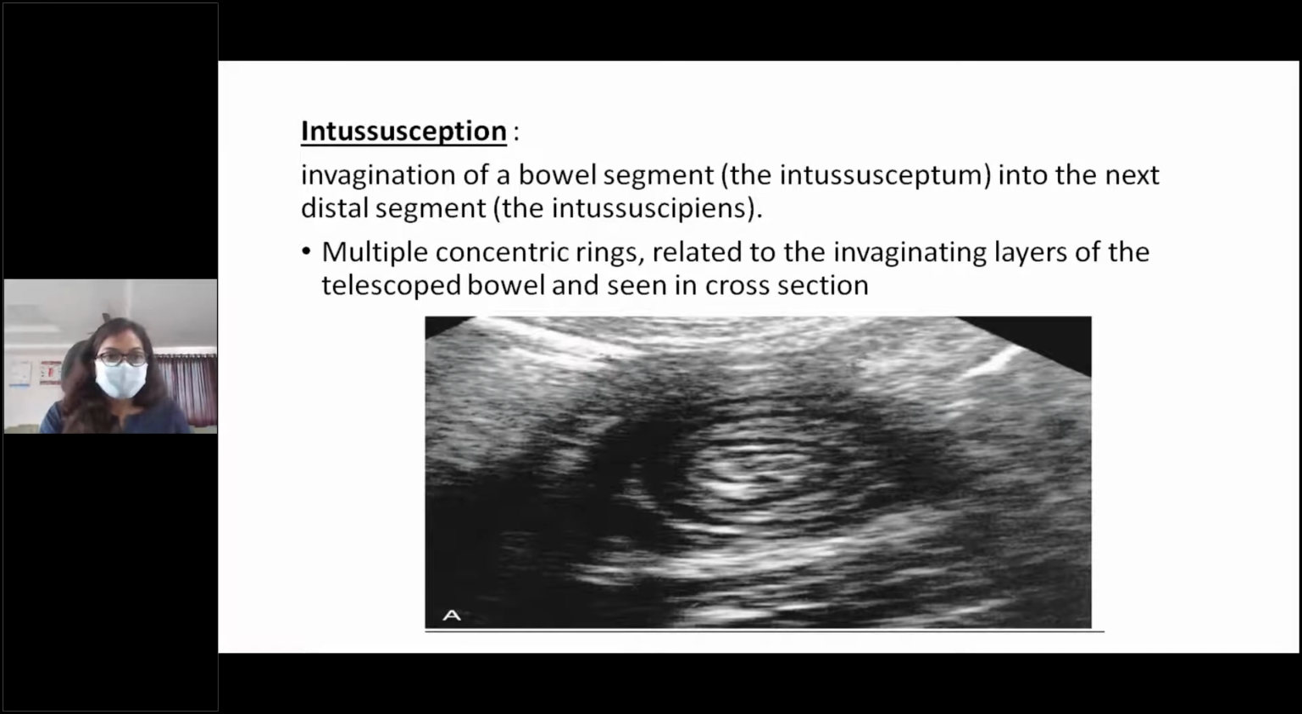Coming to the intussusception. Intussusception is invagination of a bowel segment, the intussusceptum, into the next distal segment, that is the intussuscipiens. Multiple concentric rings related to the invaginating layers of the telescoped bowel are seen in the cross section. In the picture, we can see one bowel loop is telescoped into another bowel loop. This is a picture of ultrasound showing intussusception.